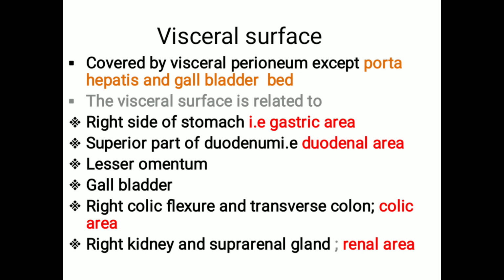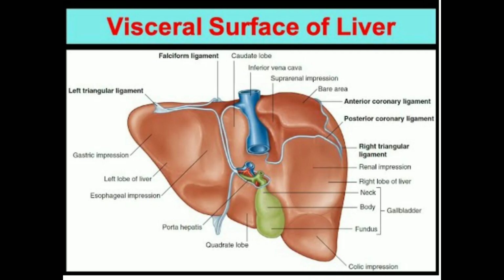So look in the figure in the next diagram. This is the posterior inferior surface of the liver you are seeing. This is an impression called the esophageal impression. Then comes the gastric area. Next you can see the duodenal part. Then this is the renal area, which is related to the right kidney and the right suprarenal gland. The colic area is related to the transverse colon. So you have to draw this diagram.